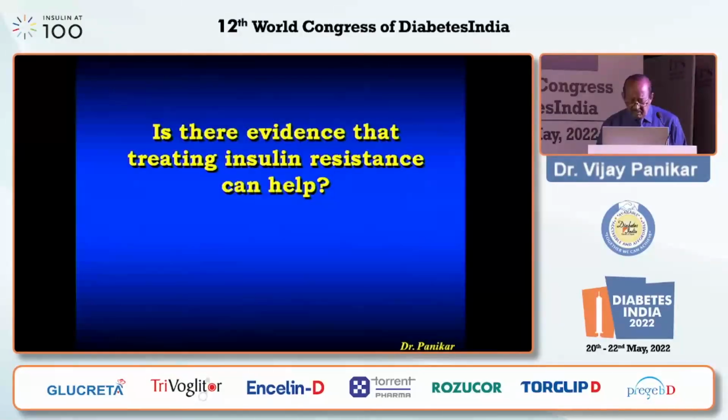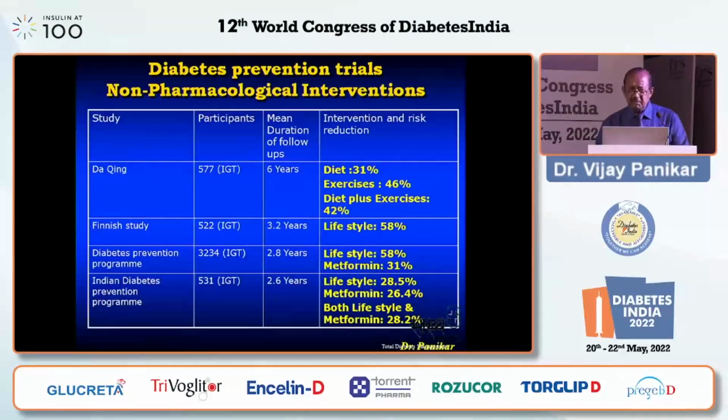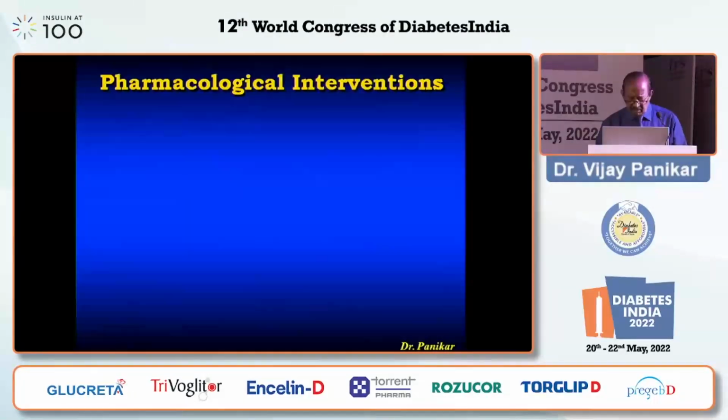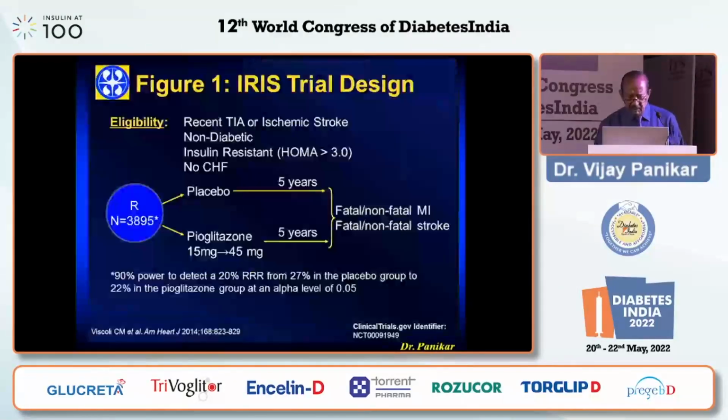Now, is there evidence that insulin resistance treatment will help? Yes. What will treat insulin resistance? Diet, exercise, weight loss will treat insulin resistance non-pharmacologically. Pharmacologically, metformin and pioglitazone. And these are the diabetes prevention studies which have done good results. Pharmacologically, all these studies using glitazones have done well, but the IRIS study is very important. I'll show you that. What was this IRIS study? This was a study in non-diabetic patients.